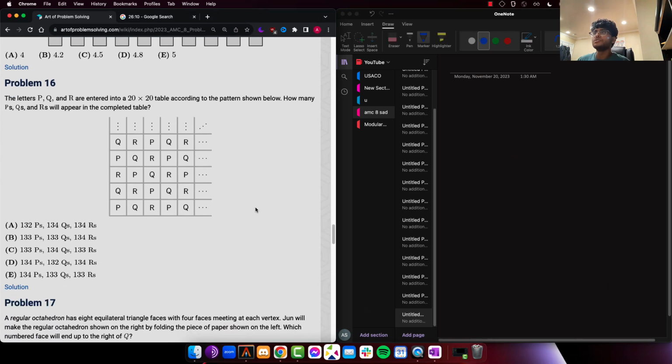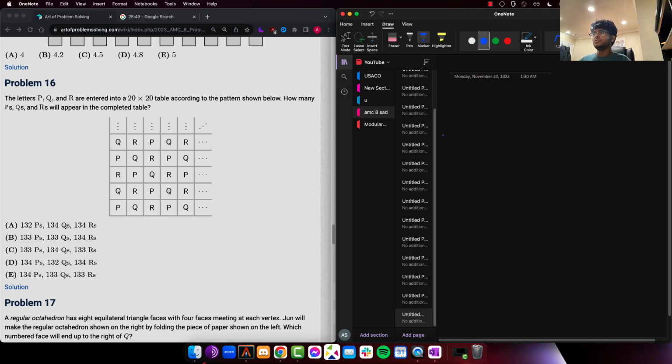Letters P, Q, R are entered into the 20 by 20 table. Okay, what's the pattern here? PQR, and then QRP, RPQ, PQR, QRP. Okay, I'll just do the first 3 columns first, and then, okay, wait, so it's 20 by 20, right? So 20 is 6 times 3 plus 2. So we have 2 remaining.